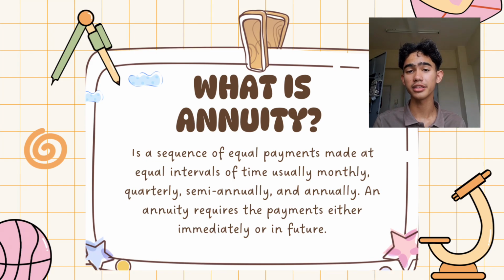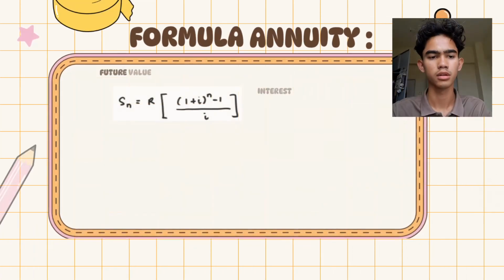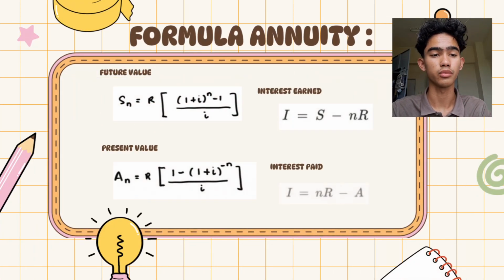Hi, it's me Fahim. Now, what is an annuity? An annuity is a sequence of equal payments made at equal intervals of time, usually monthly, quarterly, semi-annually, and annually. An annuity requires the payment either immediately or in the future. This is the formula that we will use in the chapter on annuities.